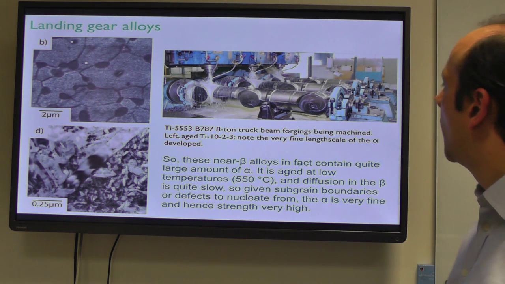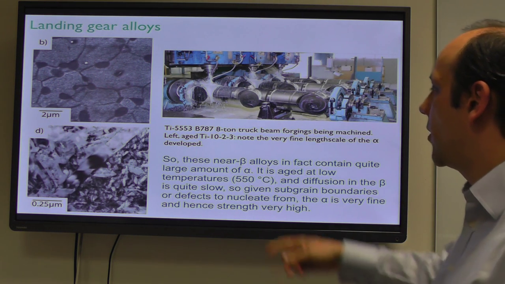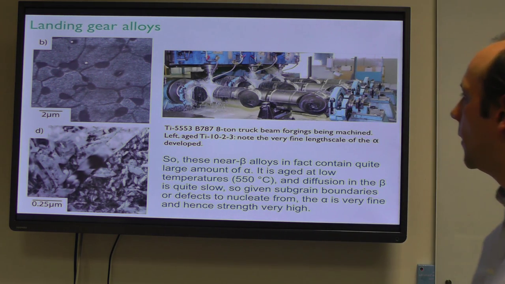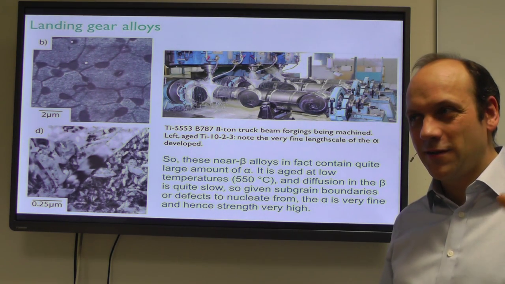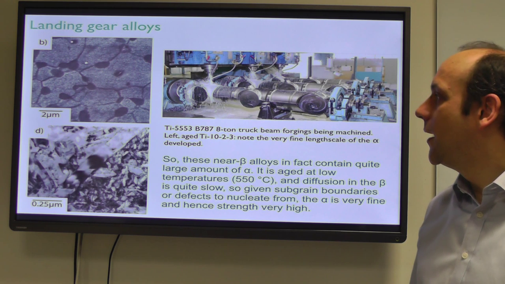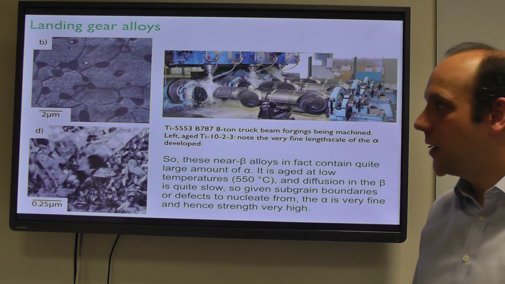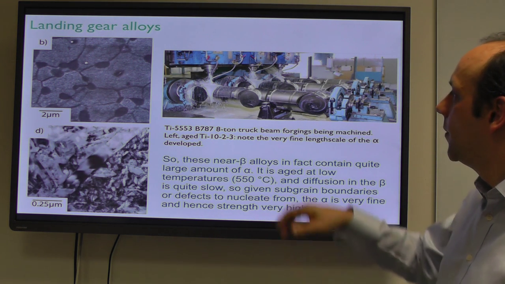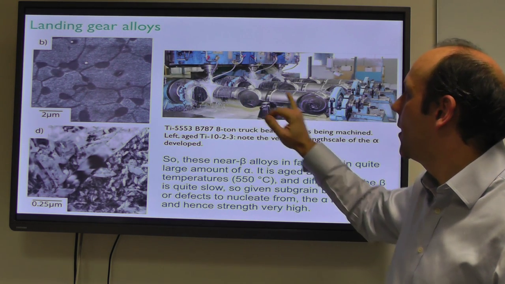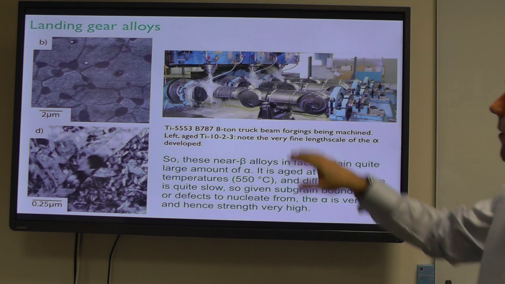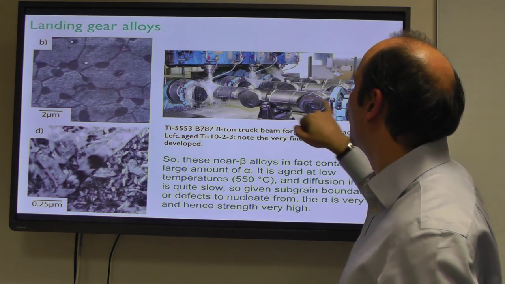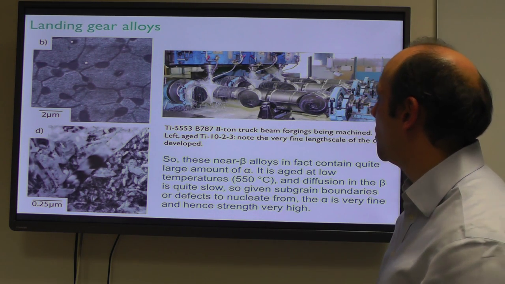So this is a 787 truck beam forging. And the big thing is we introduced 10-2-3 for some little bits on the landing gear in the 777, but then the 787 and the A350 use these for the big truck beam. So the wheels go on here, and the main vertical spars there. And this is a couple of whole ingots that have been alpha beta forged, then being machined.